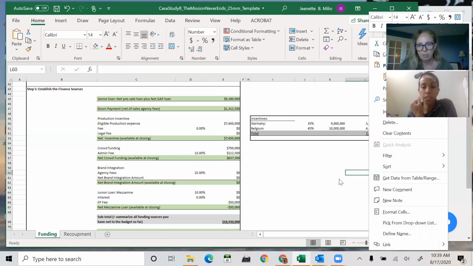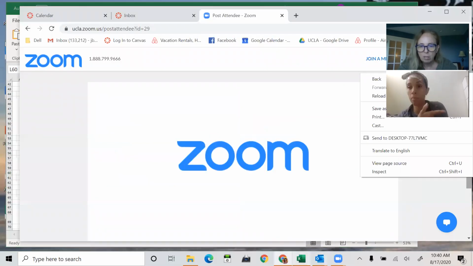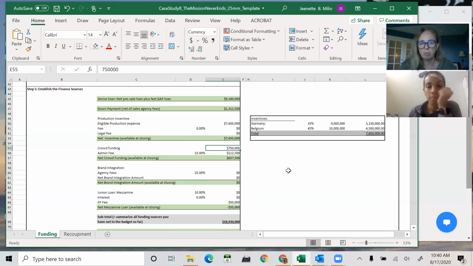I'm sorry, I was looking at my other computer, I have my laptop open. I'll walk you through it again. You gave me the number of $750,000 for the crowdfunding, which is this number. And then you told me 15% has to be paid in fees, which is this number. And then I just deducted this, and that's how we get to this number. We've done this 50 times in other case studies, so this should be something you remember.